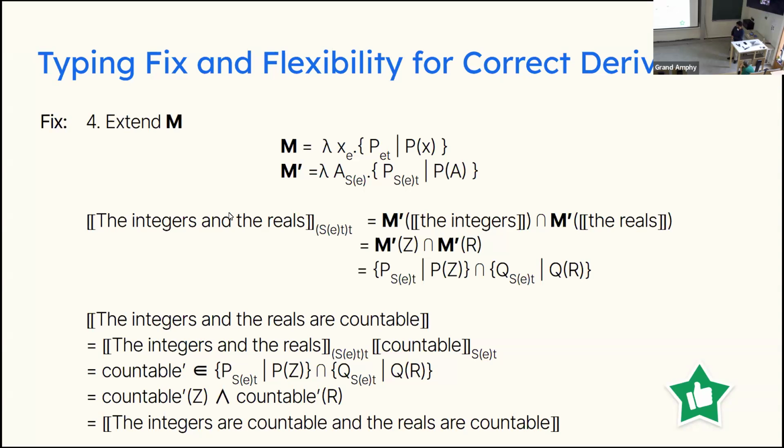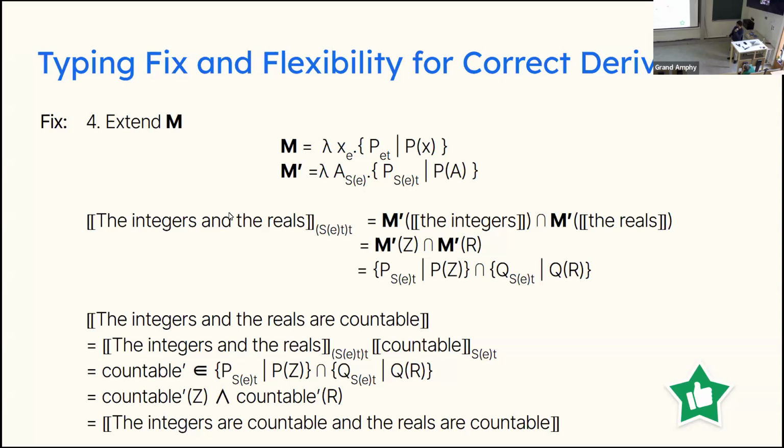Kind of the same. And then when we analyze the integers and the reals are countable, we also change the type of countable. Instead of it being of type ET to T, it is of the type SE to T. So it represents a property of sets. That's why it's of the type SE to T. And then the meaning of the integers and the reals are countable is straightforward.